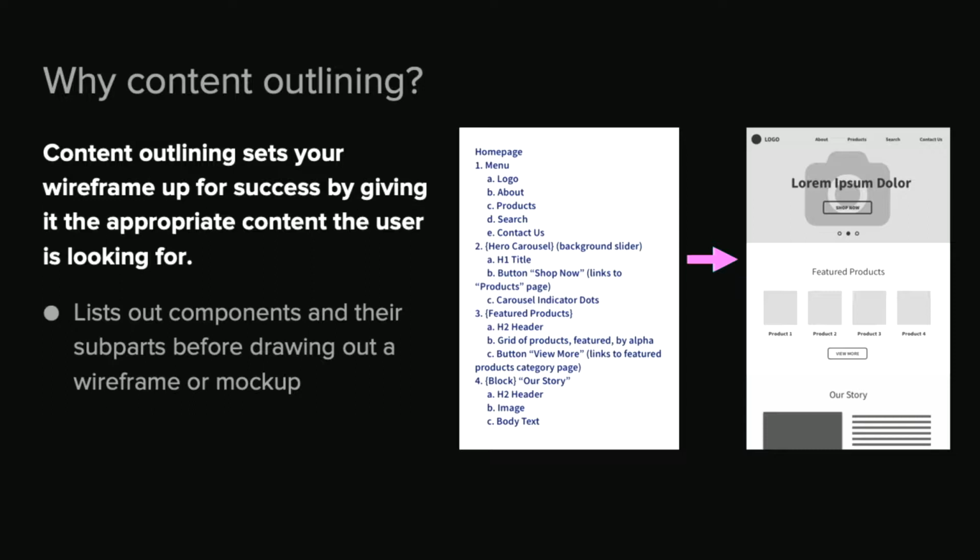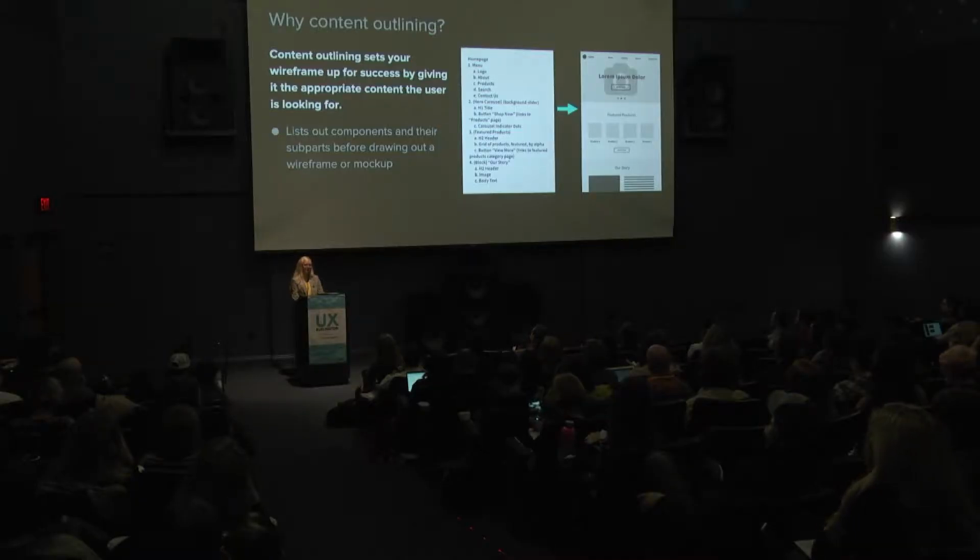So digging into this more, why else should you outline your content before jumping into wireframes? As I mentioned before, it sets up your wireframe for success by giving it the appropriate content the user is looking for. And it's a way of listing out all the necessary components of the page and their subparts before drawing it all out. And this really can save a lot of time and effort of rework in the wireframing and mock-up process.